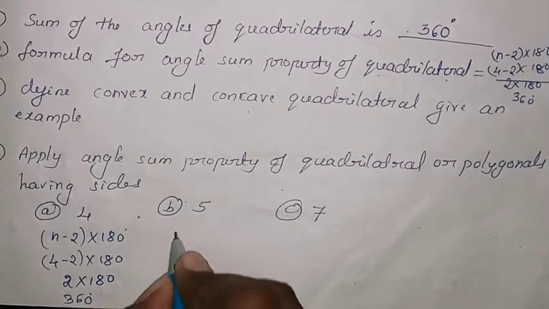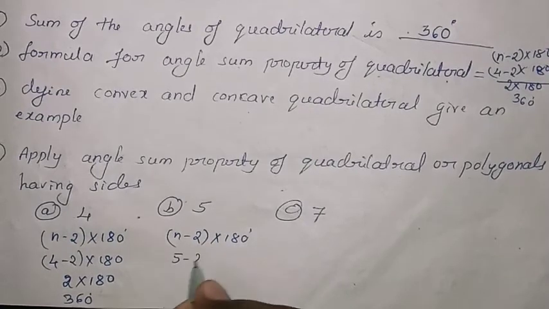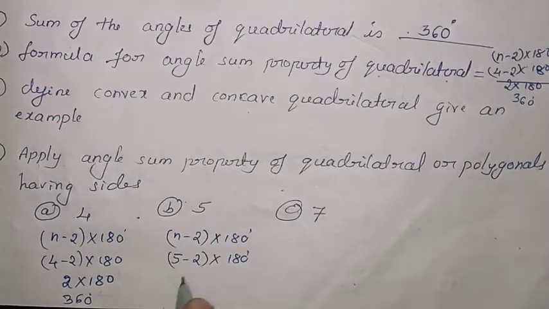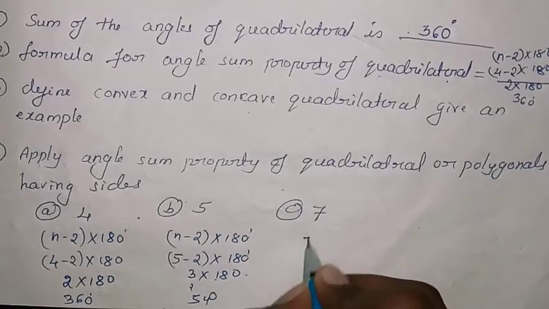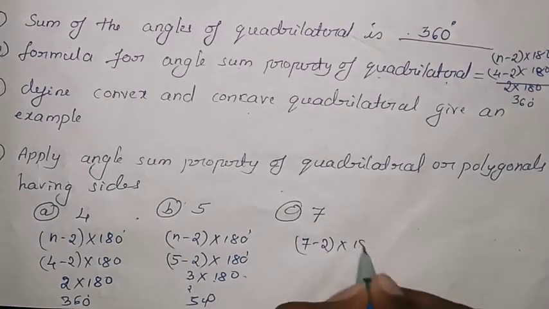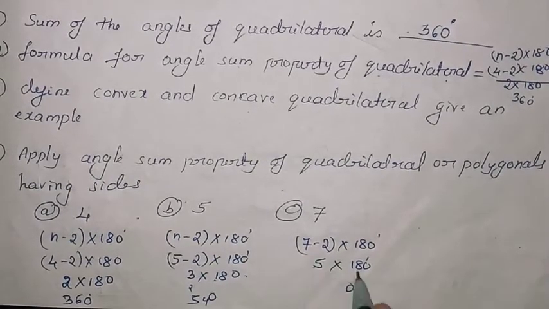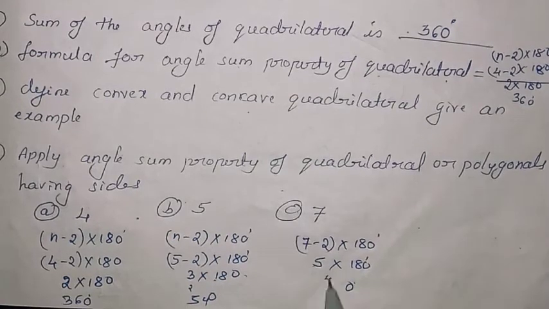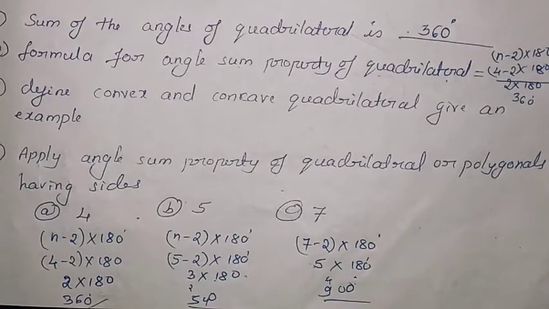So for 5 it is (n minus 2) into 180, so 5 minus 2 into 180, that is 3 into 180. 3 zeros are 0, 3 eights are 24, 3 ones are 3, so 4, 5, 540. Then it is 7: 7 minus 2 into 180. 7 minus 2 is 5, 5 into 180. 5 zeros are 0, 5 eights are 40, and 5 ones are 5, 5 plus 4, it is 900. So these are the answers of the previous homework questions.